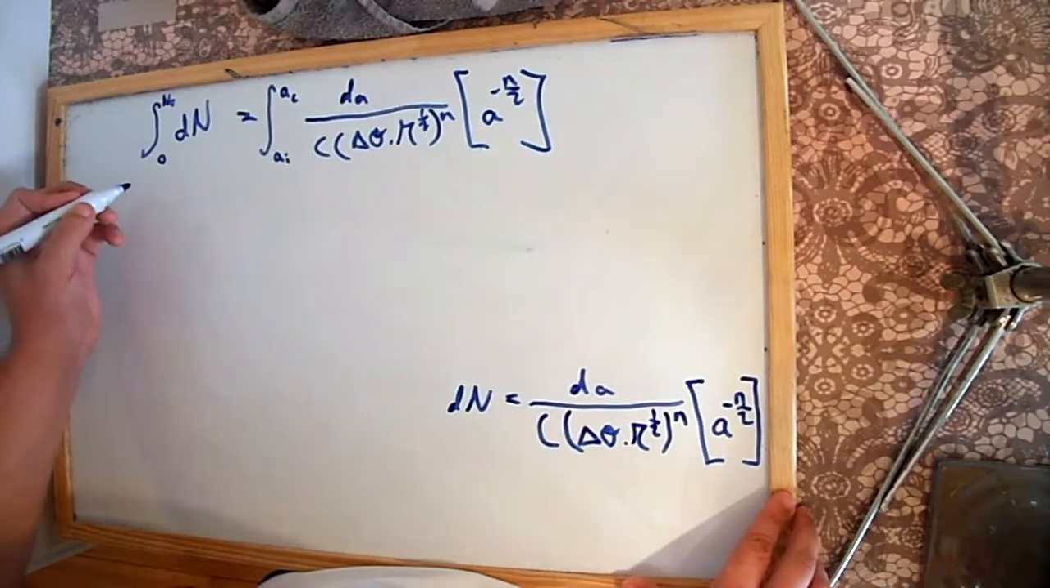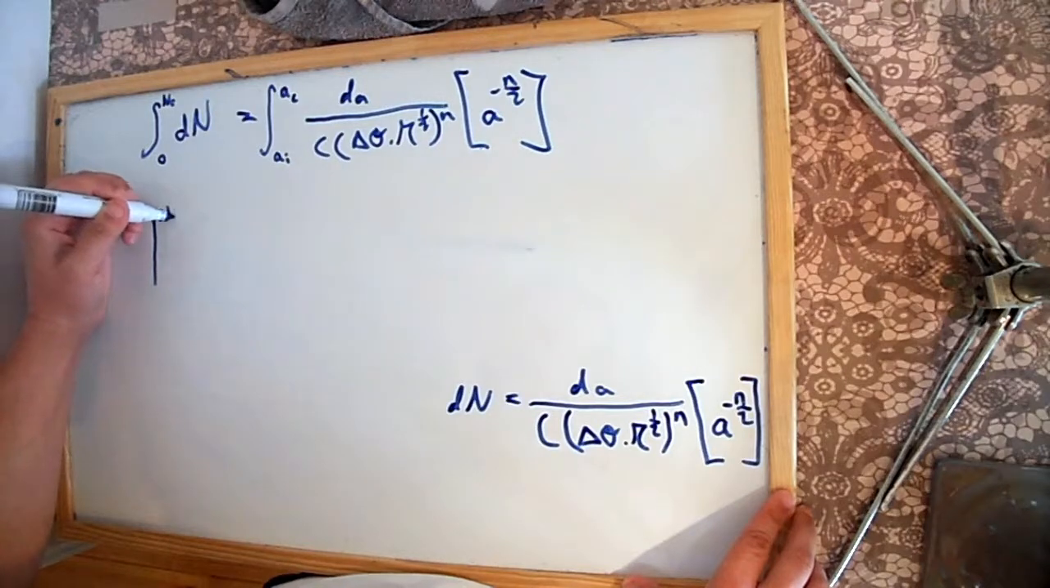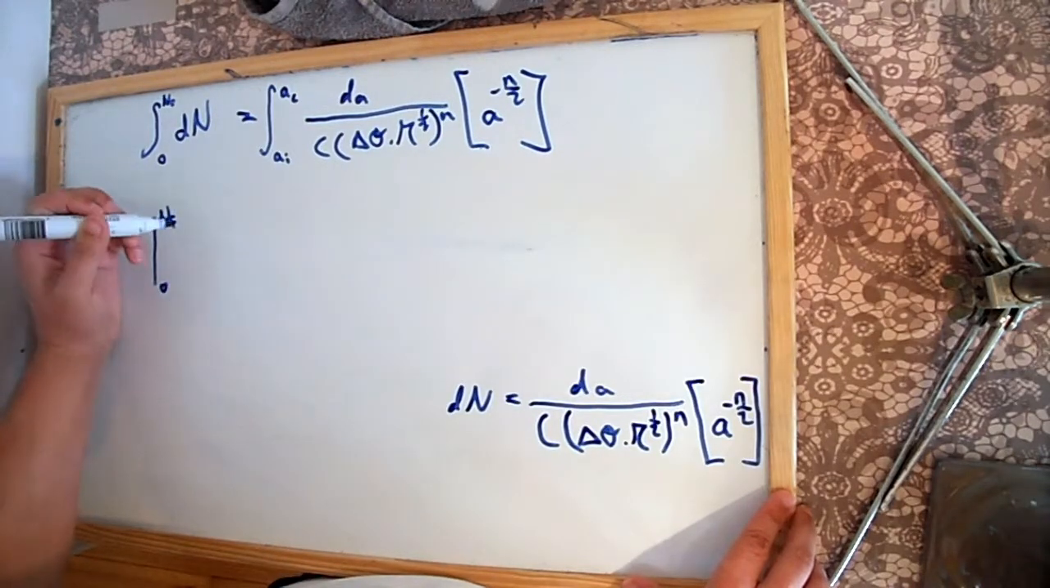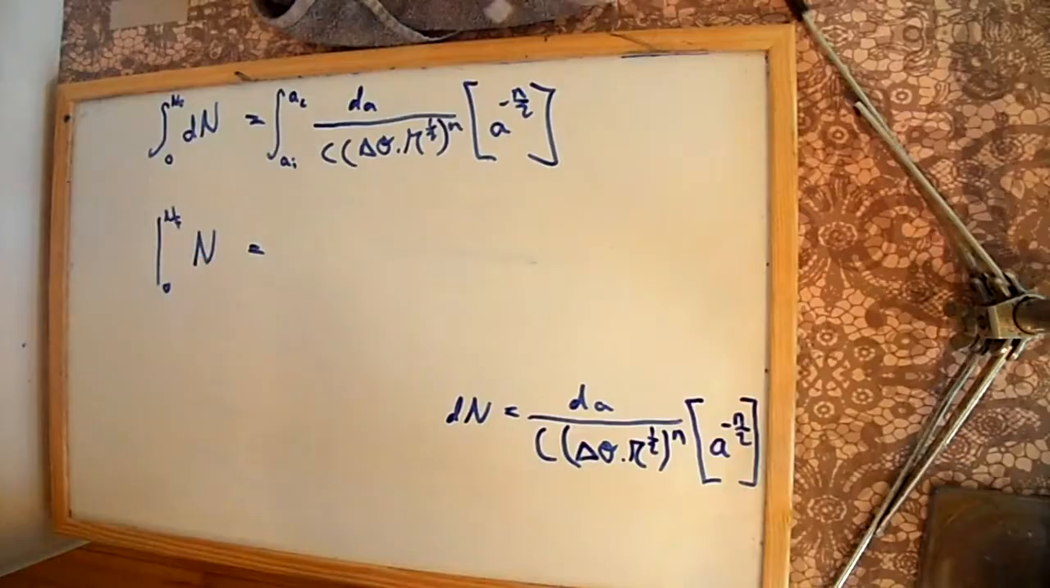I'm not going to put the upper and lower limits into this. I'm just going to keep them as normal. So dN turns to N.